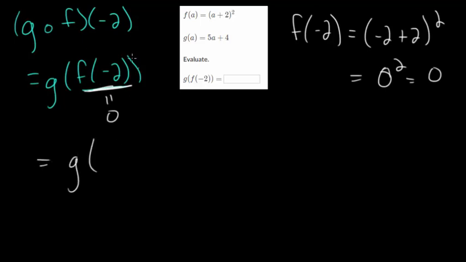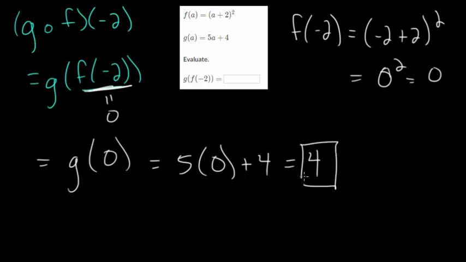So now I want g, instead of f of minus 2, since that's equal to 0, now I want g of 0. And plugging in 0 to this function g, I get 5 times 0 plus 4. So that's 0 plus 4, which is 4. So after evaluating these composite functions, starting with f of minus 2 on the inside, and then figuring out that was 0, and plugging 0 into g, we end up with an output value of 4.